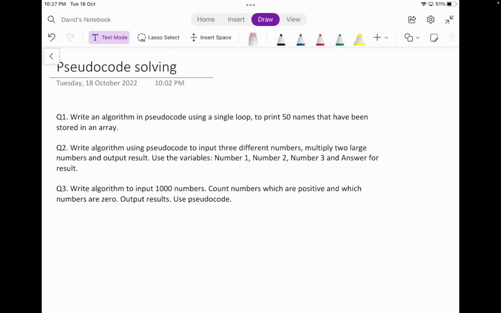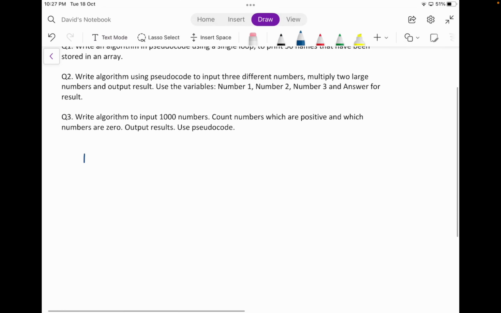Alright, so the first question is to write an algorithm in pseudocode using a single loop to print 50 names that have been stored in an array. So now, in order to solve this question, first of all, we need to understand what are the main points. So the main points in pseudocode solving, I'm just going to write it down here so that you guys know.